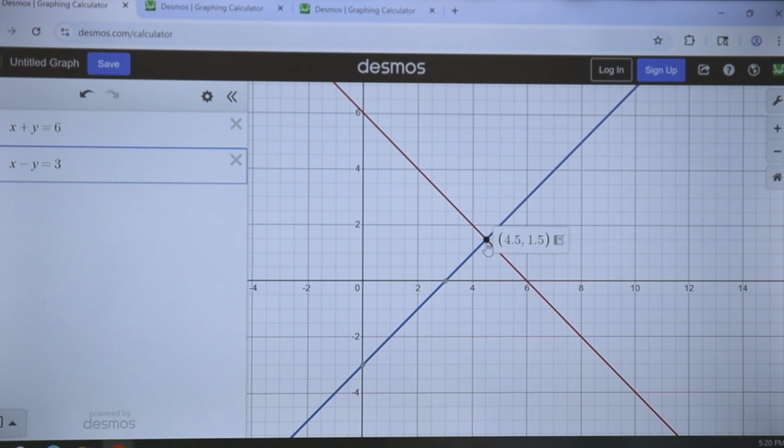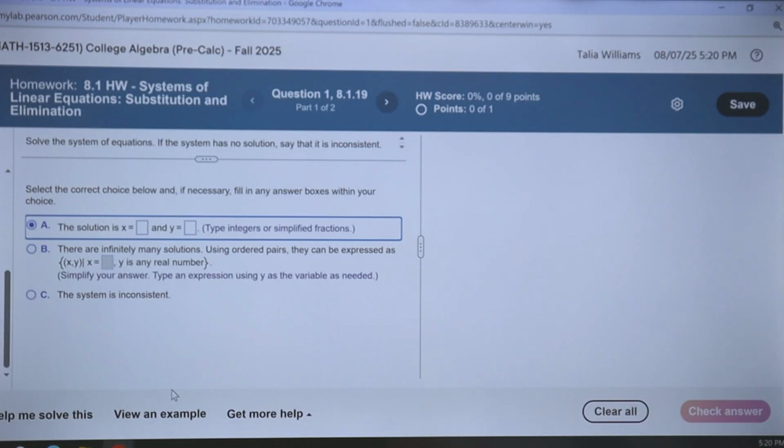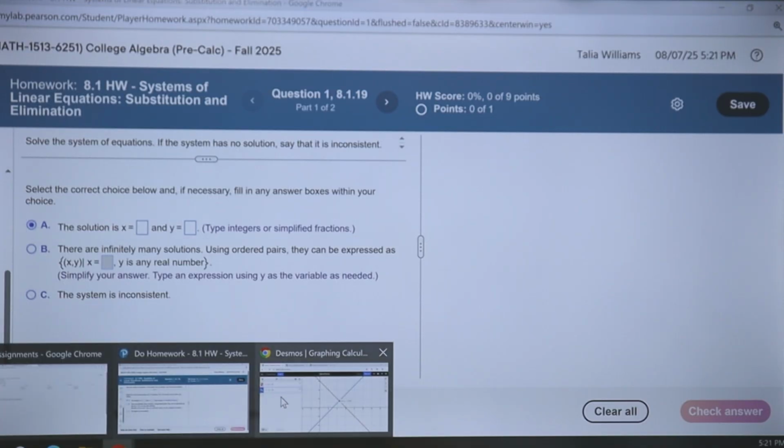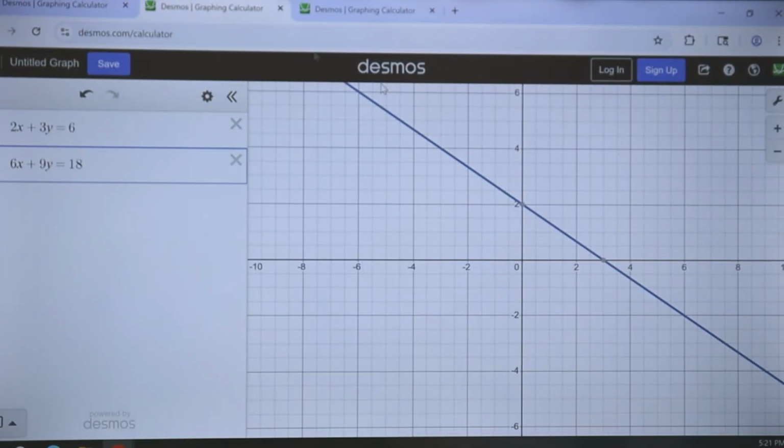So when there is a solution to a system of equations, it's where the two graphs cross. So our answer on this one would be x equals 4.5 and then y equals, well, 1.5. And then option B right here, there are infinitely many solutions. Using ordered pairs, they can be expressed as x equals when y is any real number. So that's going to be this next option. I believe it's this one.